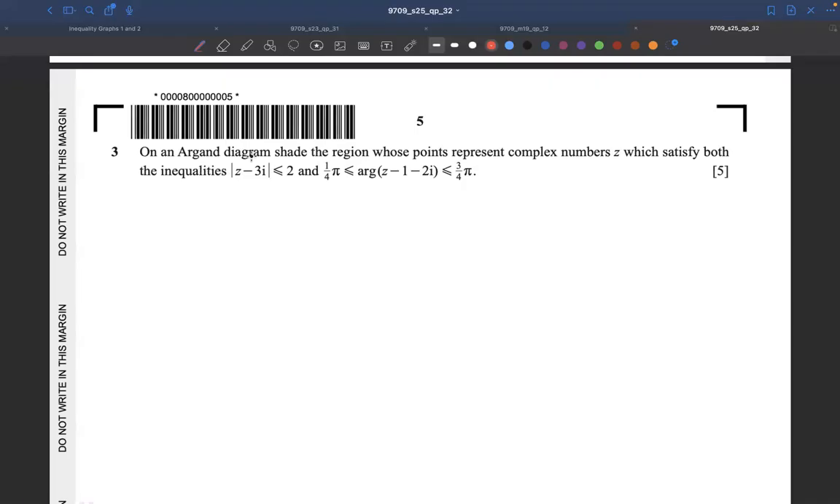In question number 3, we have to make an Argand diagram and shade the region whose points represent complex number z which satisfy these two inequalities. Now, the first thing that we should always do with these Argand diagrams is that when it is given in this form, we write it as modulus of z minus (0 plus 3i) less than or equal to 2.